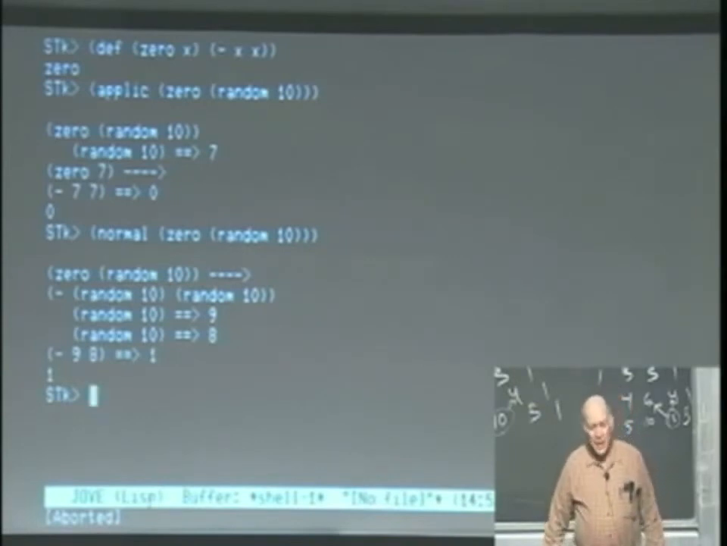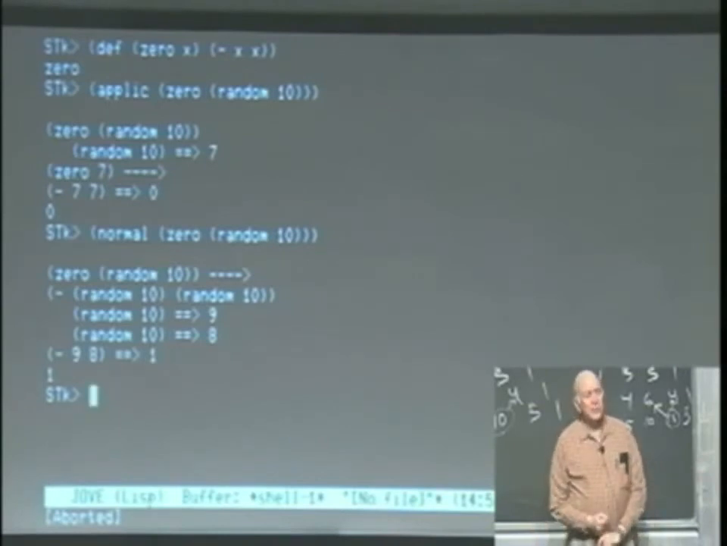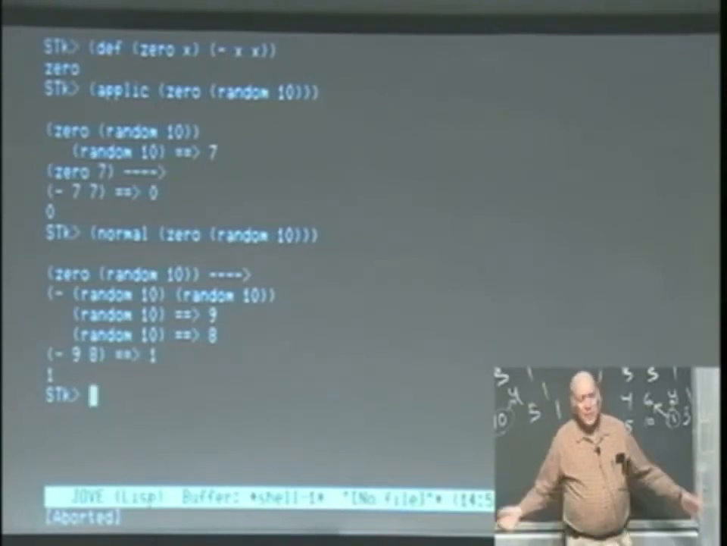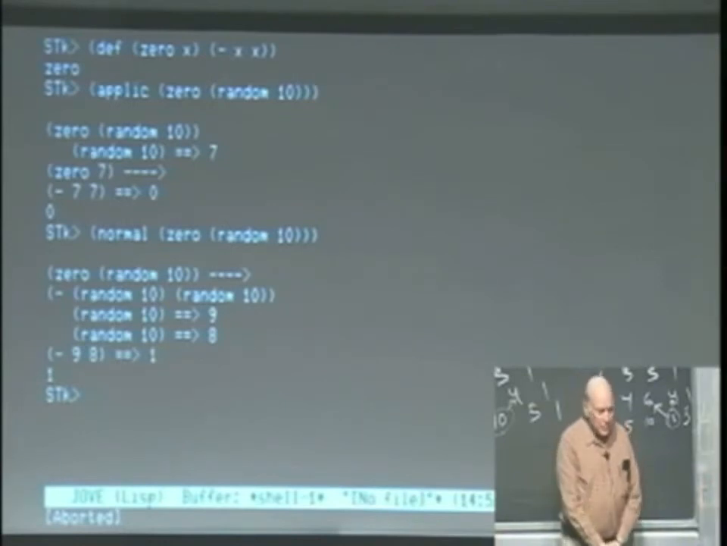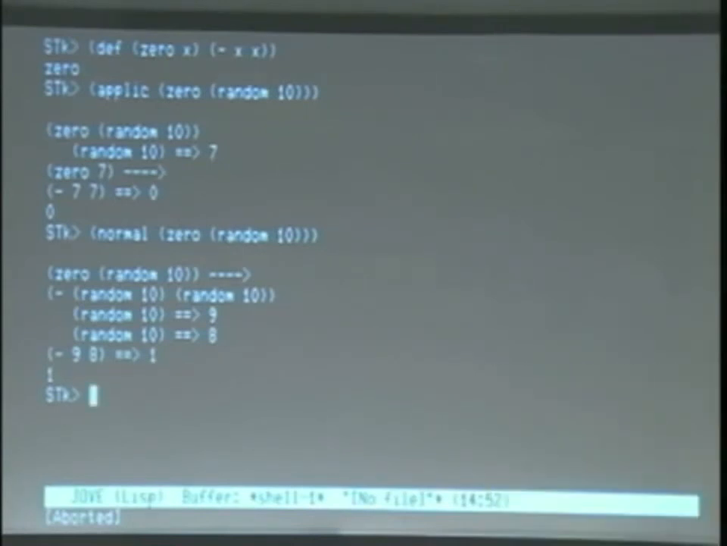Since random is not a function, since I'm not doing functional programming, the order in which things happen matters. Okay? And this is the big moral that I want you to take away from this whole exercise. If you're doing functional programming, it doesn't matter in terms of what answer you get, what order things happen in. If you're doing non-functional programming, then it does matter what order things happen in.